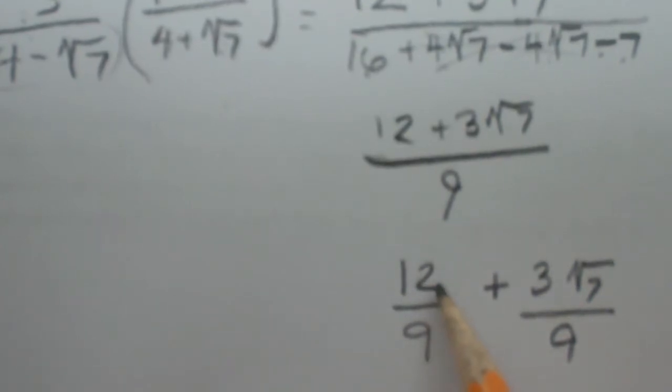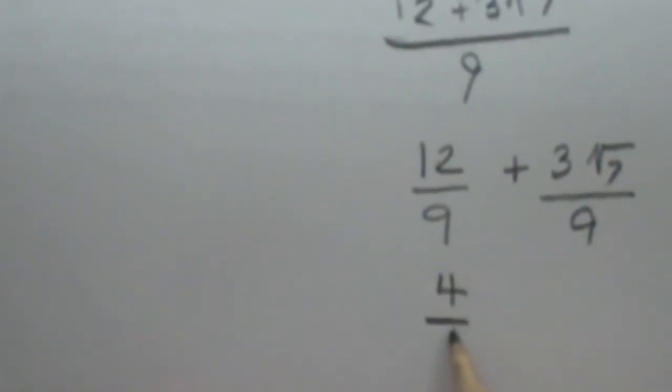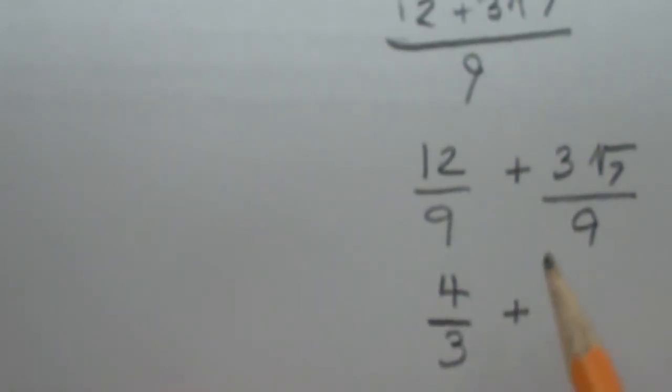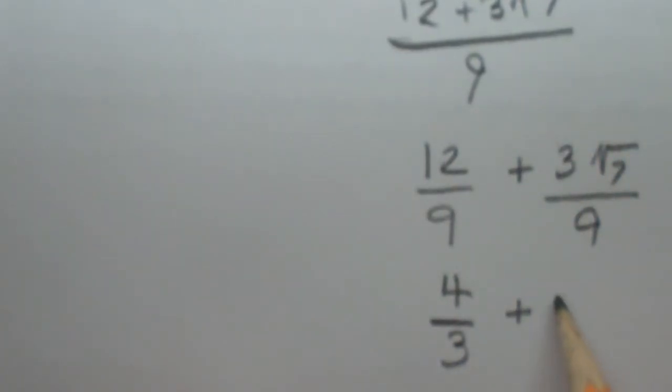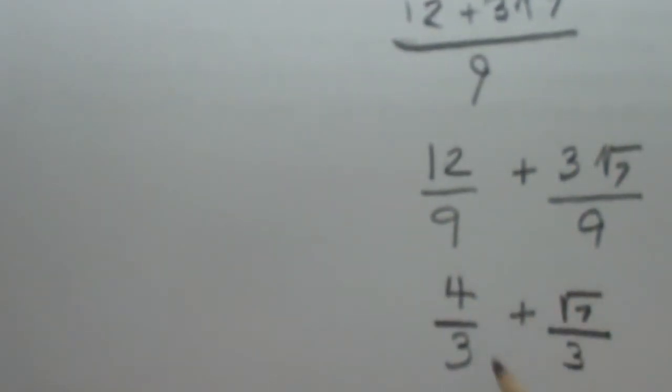So I'm going to divide a 3 from the top and the bottom so that this becomes 4 over 3 plus, and I can divide a 3 from the top and the bottom, which makes this become 1 radical 7, right? 3 divided by 3 is 1, so 1 radical 7, which is just radical 7 over 3. I think this is an okay answer.